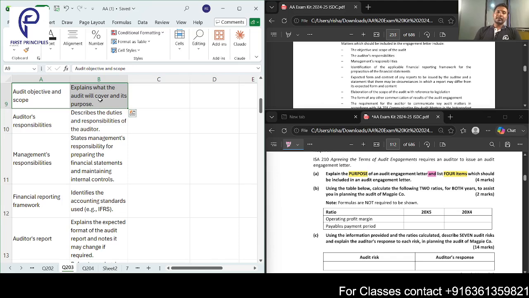So first, explain what the audit will cover. Next, what are the auditor's responsibilities? What are the management's responsibilities? What are the auditor's responsibilities? What are the management's responsibilities? That should be inside the engagement letter.